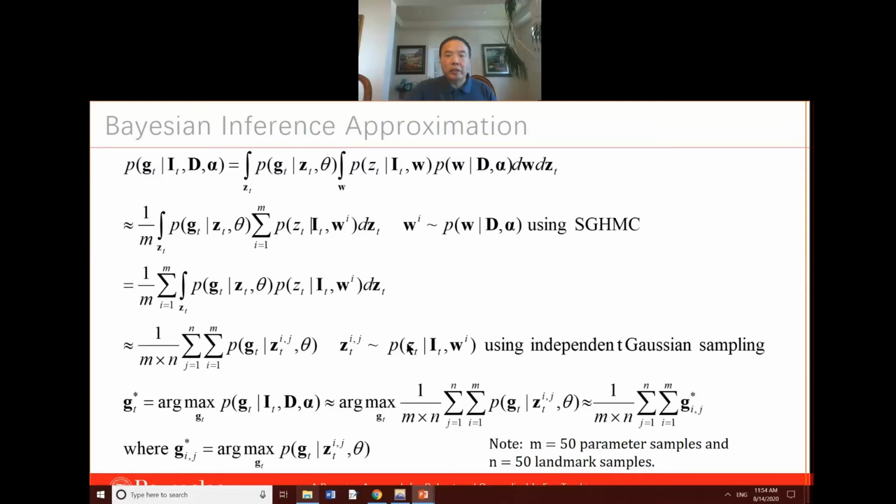For this sample, we do not need to perform MCMC sampling, because this distribution follows a Gaussian distribution with only the diagonal elements of the covariance matrix. That means each element of ZT is independent of each other. In other words, all the landmarks are independent of each other. So we can sample each landmark independently using Gaussian sampling, right? We sample n of them. This gives us n sets of landmarks corresponding to each parameter Wi. So we have a total of m times n samples, and then we can write this equation. We have a double summation used to approximate these double integrations.